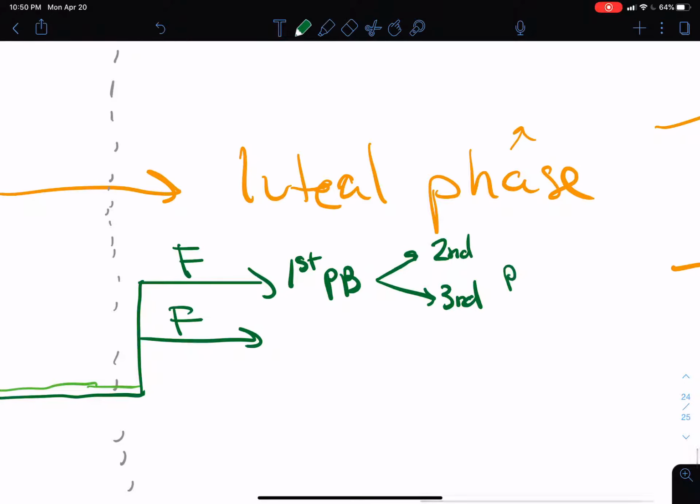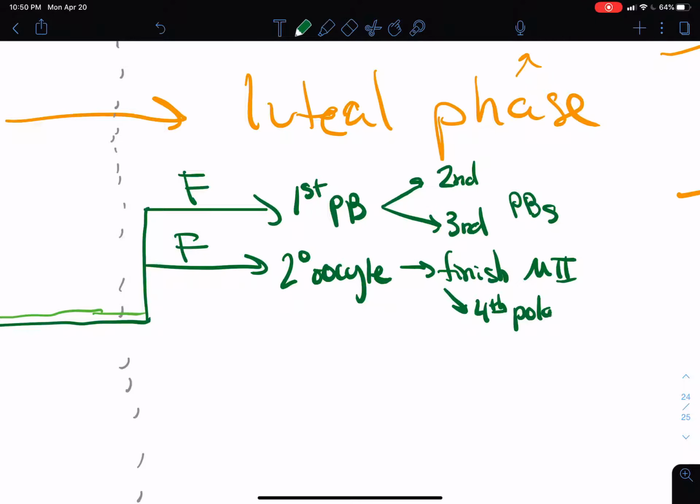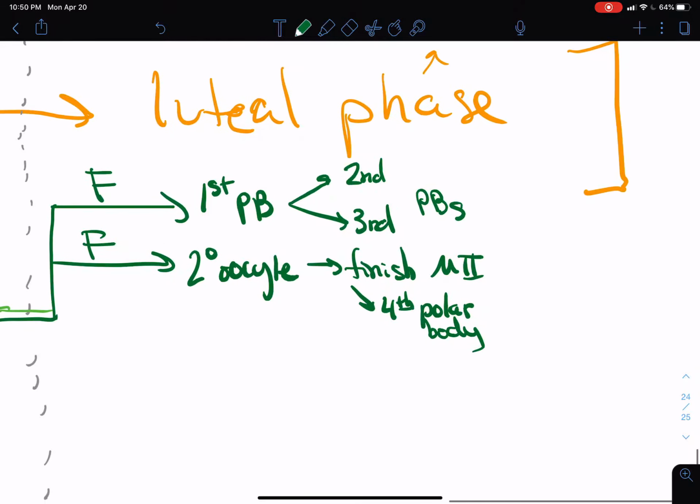And so we have lots of polar bodies. Great. The secondary oocyte will finish meiosis 2 and it'll produce a fourth polar body. I said I was going to abbreviate, but I didn't. Okay, fourth polar body. Now we wait 9 months. And ta-da, great. And we start all over again.